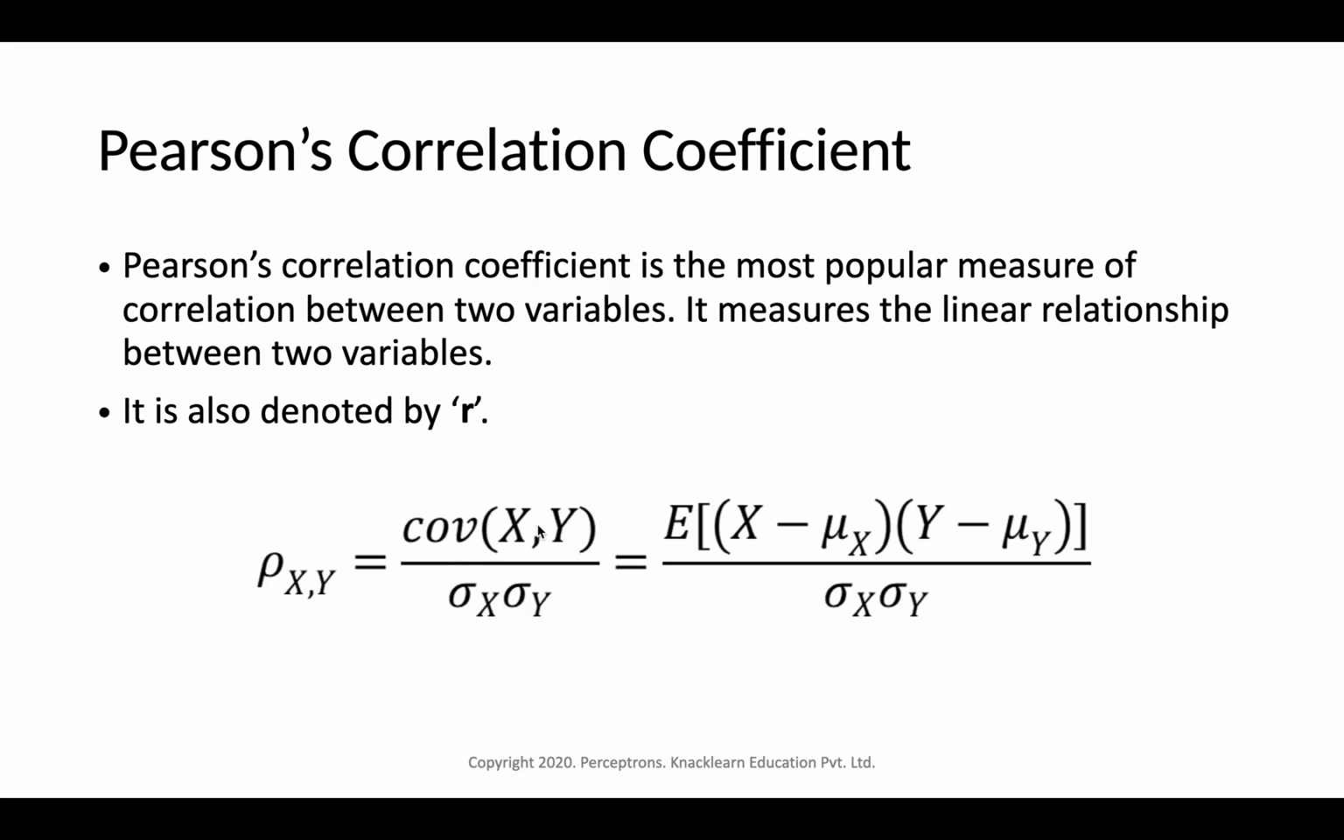So the covariance of x and y divided by the standard deviation of x and y is the formula for the correlation coefficient. So we can say E of (x minus μx, that is the mean of x) times (y minus the mean of y), divided by the standard deviation of x times the standard deviation of y. This is the formula to find the correlation coefficient, that is, Pearson's correlation coefficient. So here we just find the covariance, then divide it by the standard deviation of both the values.